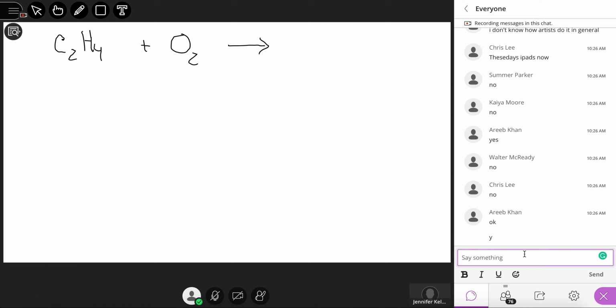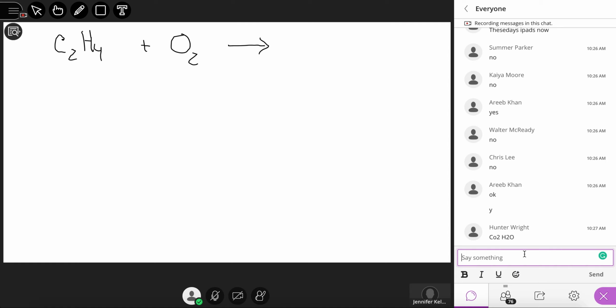As a matter of fact, I don't even have to tell you that it's mixed with O2. I could just say the combustion of C2H4. And then you should know that that means that C2H4 is mixed with O2 because I used the word combustion.